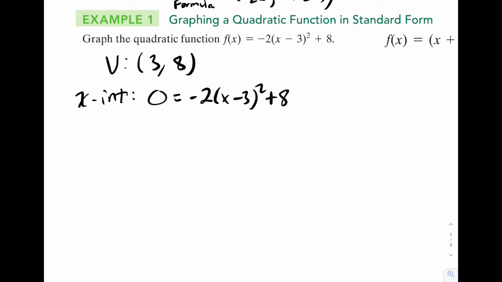Solving this equation is pretty easy. Just move the 8, so negative 8 is equal to negative 2 times (x minus 3) squared. Divide by negative 2, so (x minus 3) squared is equal to 4. We square root this.